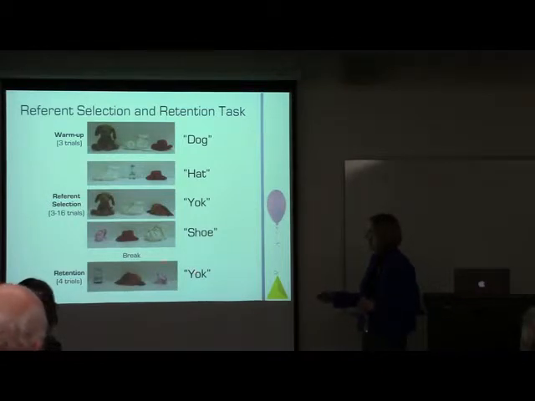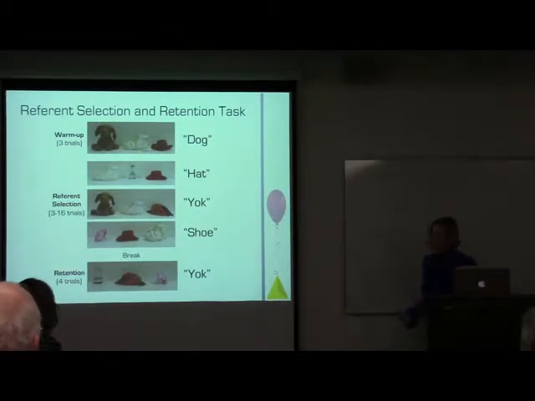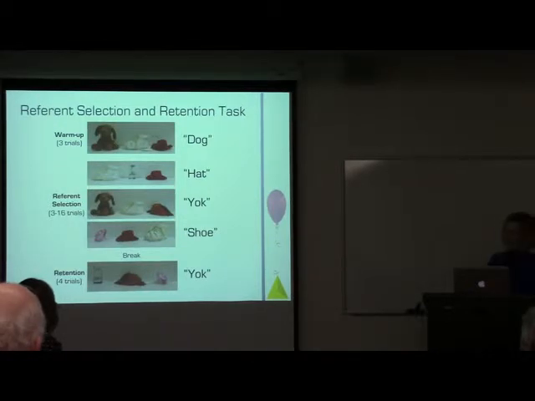We take a 5-minute break, and then we do a retention where we put all the novel objects together and ask them to get each by name. Okay, so we're pitting each of the novel names they made a mapping for against each other.